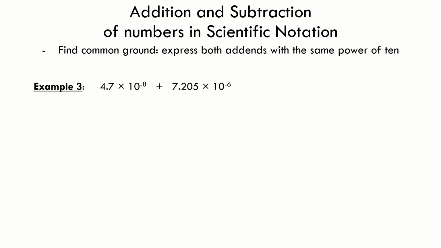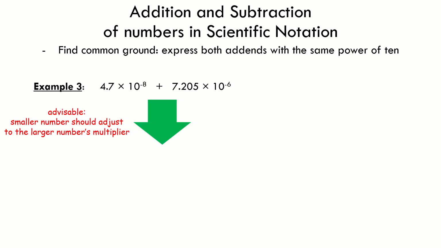Example 3. 4.7 times 10 to the negative 8 plus 7.205 times 10 to the negative 6. Okay. So, ganung strategy ulit. Kailangan yung mas maliit na number yung mag-a-adjust. In this case, yung mas maliit na number ay yung 4.7 times 10 to the negative 8. Kaya babaguhin natin ito to 0.047 times 10 to the negative 6.